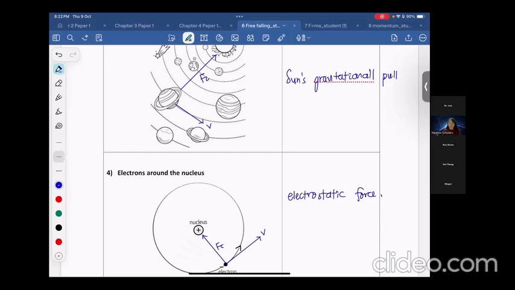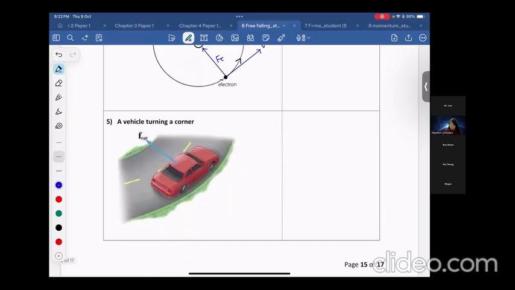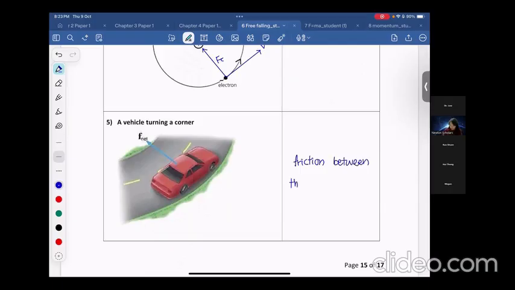Where does the centripetal force of the car come from? Actually, the answer is friction. We apply the brake. So there is friction, and the friction provides the centripetal force so that we can keep on changing direction and move in circular motion. Friction between the tires and the road.